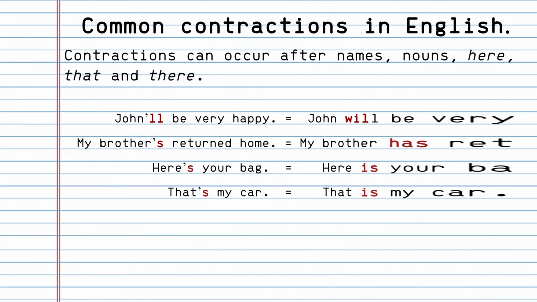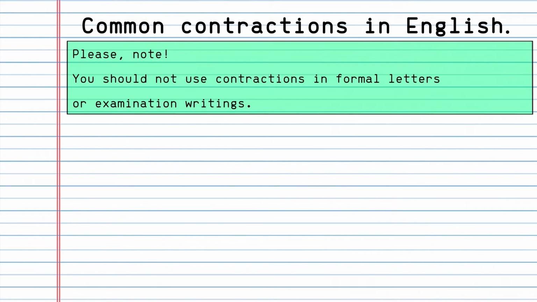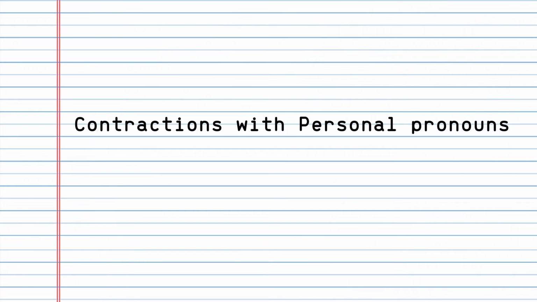For example, John'll be very happy equals John will be very happy. My brother's returned home. My brother has returned home. Here's your bag. Here is your bag. That's my car. That is my car. Please note, you should not use contractions in formal letters or examination writings.